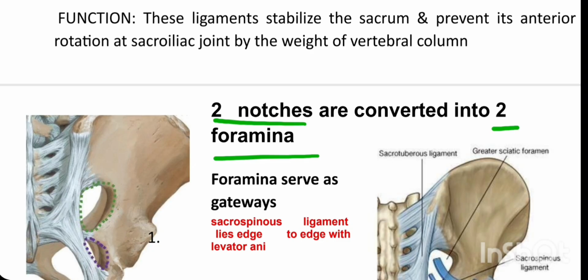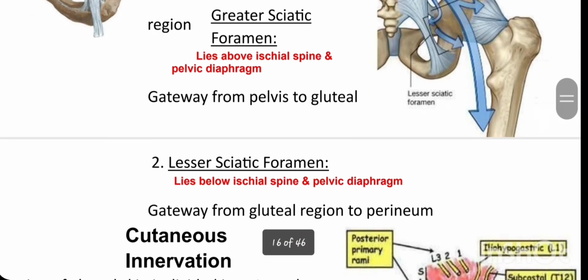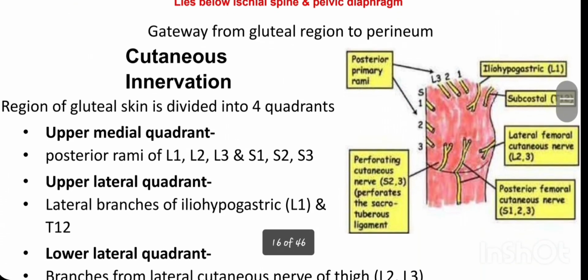Here you can see these are the foramina formed by the ligaments. The notches are converted into foramina by these two ligaments. The two foramina are the greater sciatic foramen and the lesser sciatic foramen. These two foramina have contents in them. The structures will be passing through these foramina. We'll be seeing those structures too.